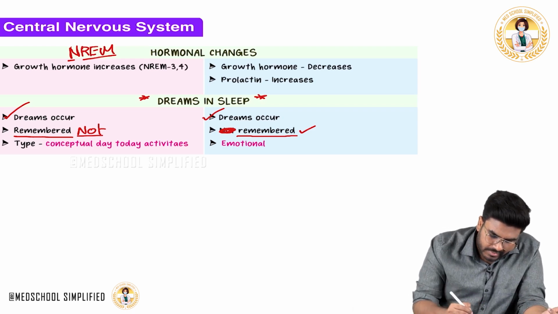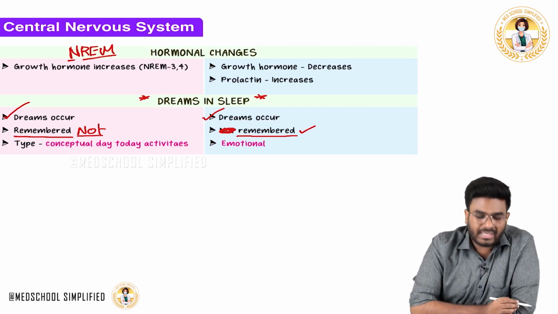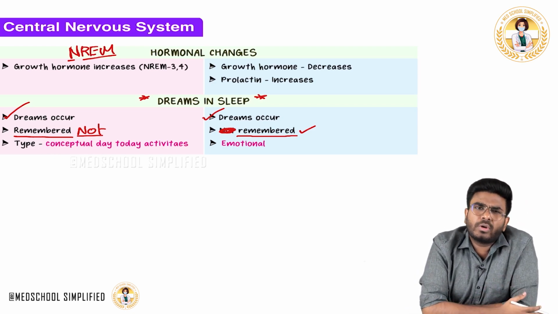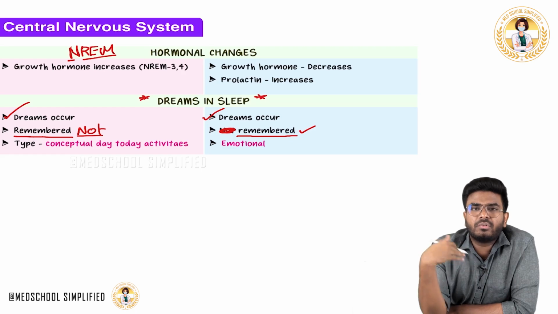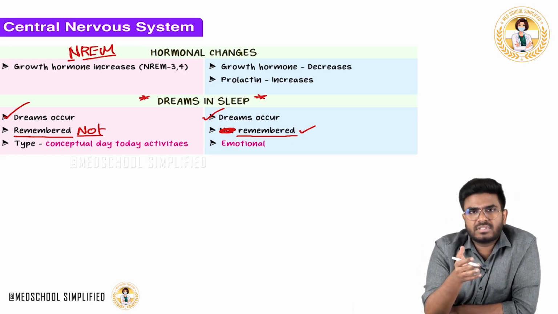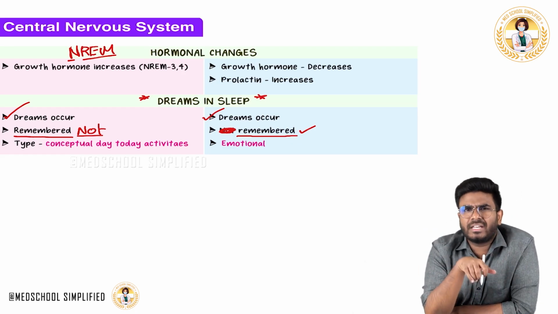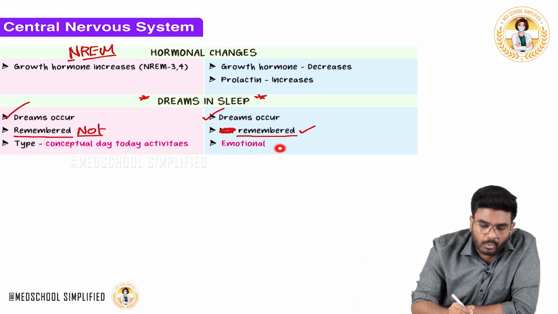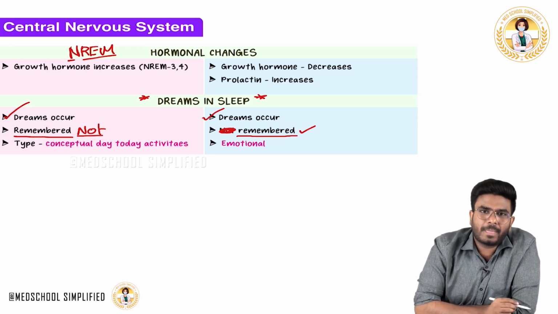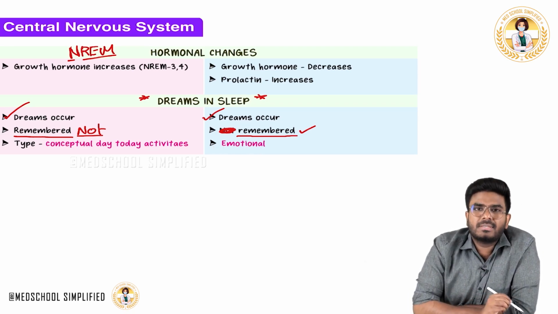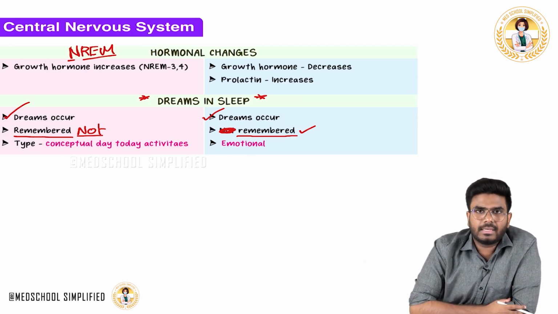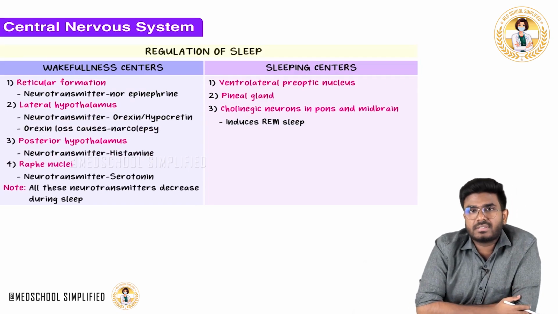Now, what are the types of dreams? Usually the dreams that come in NREM are more conceptual, normal day-to-day activities, like you will have a dream that you are going to some place, buying something. Day-to-day regular dreams. But the dreams that come in REM are of a more emotional type, emotional dreams. So emotional dreams come in REM, and normal conceptual dreams come in NREM. So these are some differences.